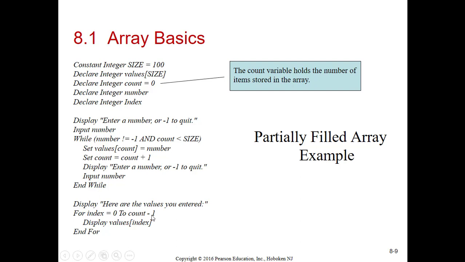That means from 0 to 99. If you don't put the count -1, you're going to get an out of bounds error because it's going to try to use the index 100, which would be element 101, which doesn't exist. And then they're displaying whatever element the index is in the array.